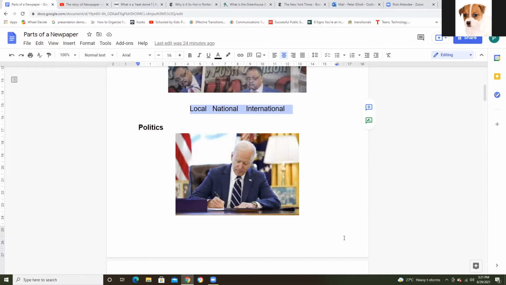Absolutely. Can you give me a specific example? Like give me a name or give me something that would tell me what a political story might be? Like the election between Biden and Trump. That is perfect. That would be an example of a political story.